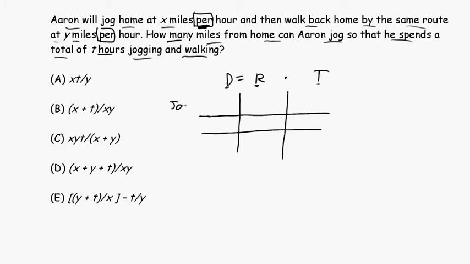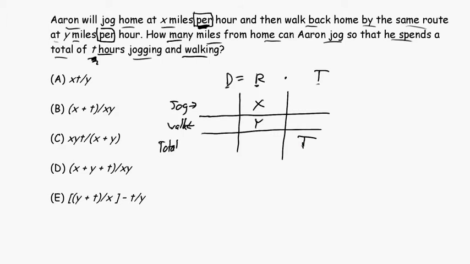Well, he's going to jog and then he's going to walk. And he's going to jog one way and then he's going to walk the other. And I know his jogging rate is X miles per hour, and his walking rate is Y miles per hour. We also have the total, because it looks to be some kind of round trip, right? He'll jog home and walk back home. So our total is going to be T, because it says he spends a total of T hours jogging and walking, so that's our total. So that's the first step: in creating the grid, just fill in the given information.